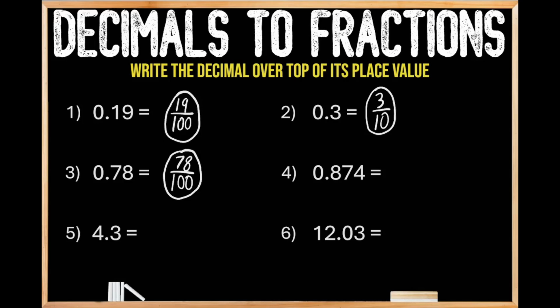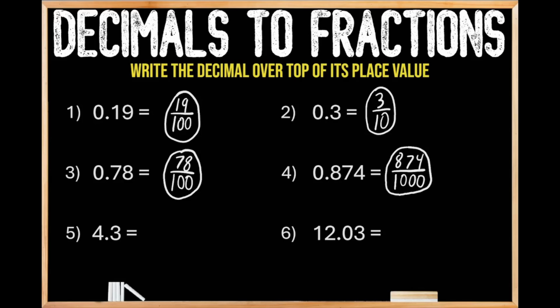Now for question number 4, where this time we have the decimal of 874 thousandths. So this time we're ending in the thousandths place, so that means that our denominator is going to be 1000, and then our numerator is going to be our 874, for the fraction of 874 thousandths, which is equivalent to our original decimal value of 874 thousandths.